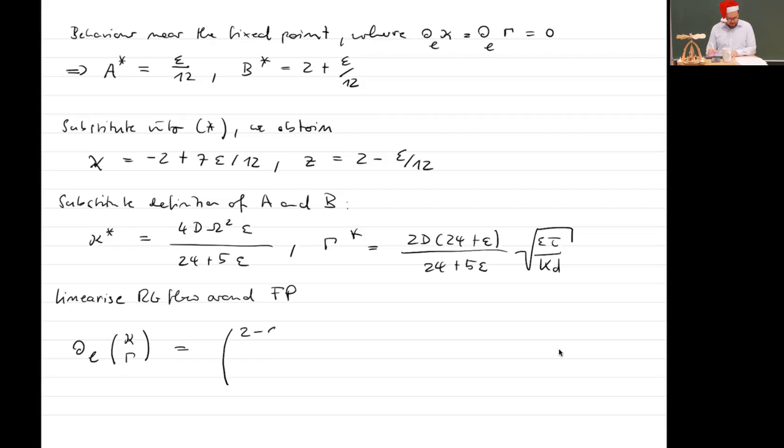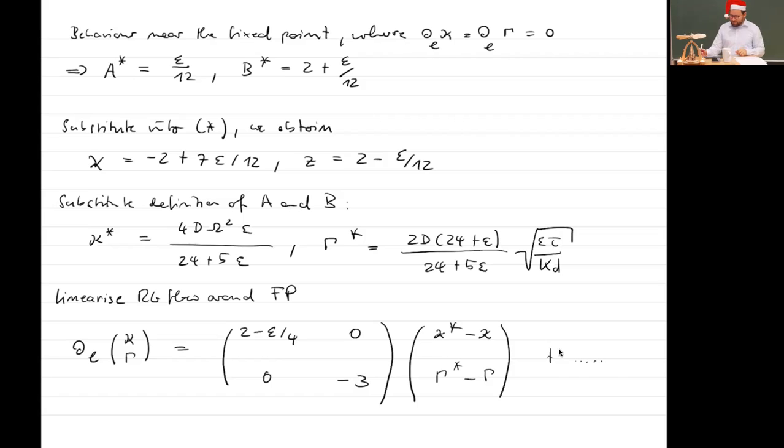So 2 minus epsilon over 4, 0, 0, minus epsilon. And then here the distance to the fixed point, kappa star minus kappa, and gamma star minus gamma. And of course, we have higher orders. So the eigenvalues of this Jacobian, they tell us whether this fixed point is stable or not.